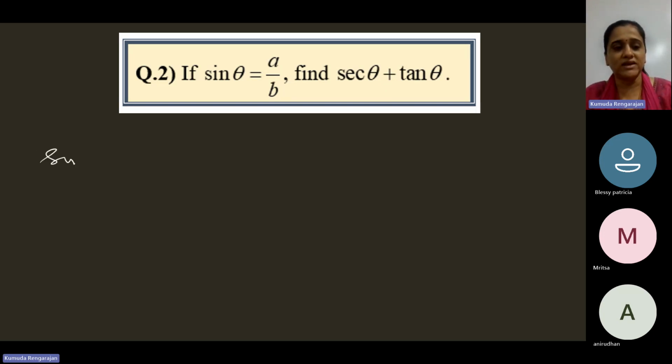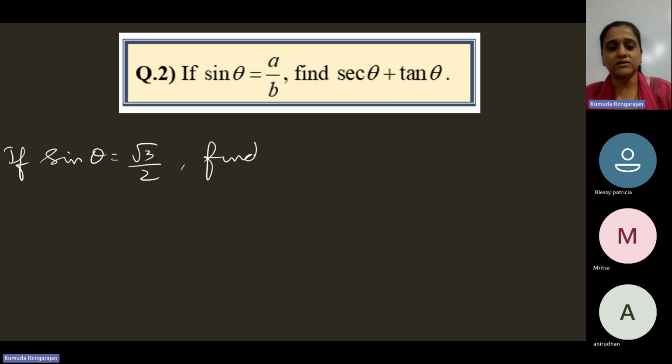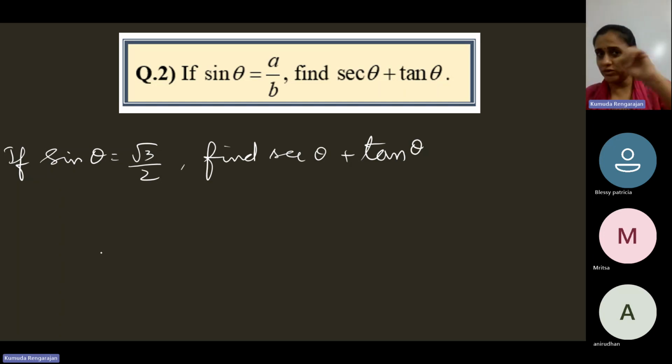Now, supposing you're given sine theta is equal to root 3 by 2. If sine theta is equal to root 3 by 2, find secant theta plus tan theta. For example, if this is the question. Now, this value root 3 by 2 you have in the table, right? You have the table with the values for standard angles. Trigonometric ratios of some standard angles you have.